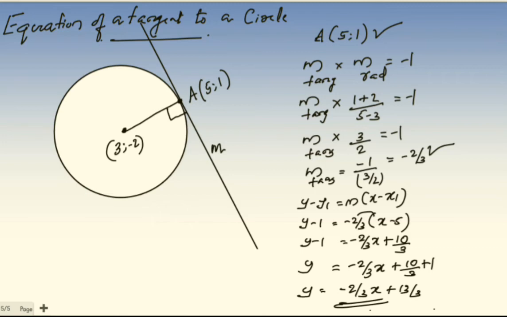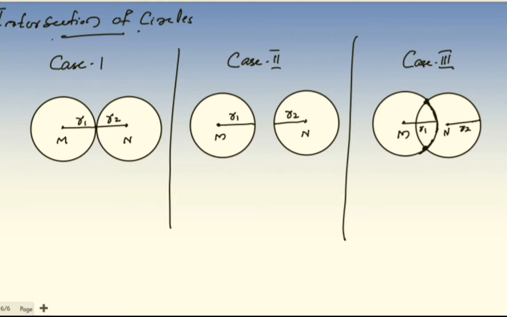Clear? So here we made use of the main property, that is the radius and tangent are perpendicular at the point of contact, here at point A. Is it clear? Okay, learners, here we are going to discuss circles intersection.